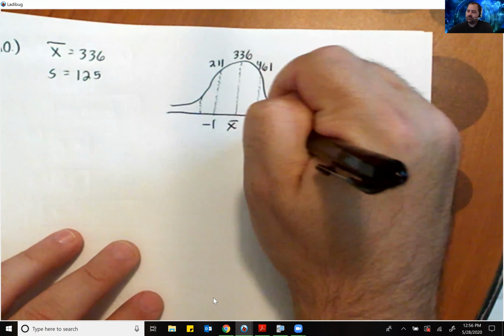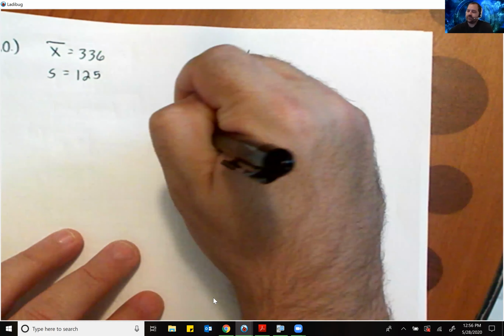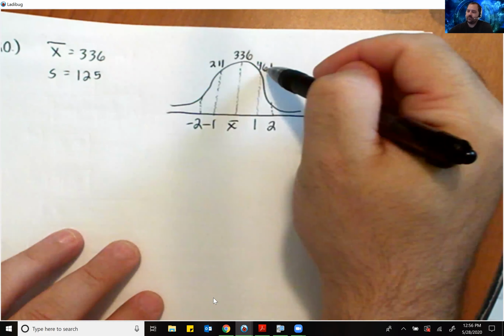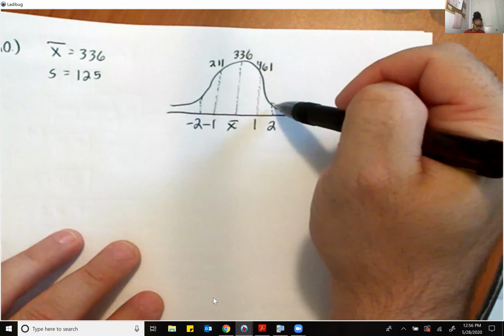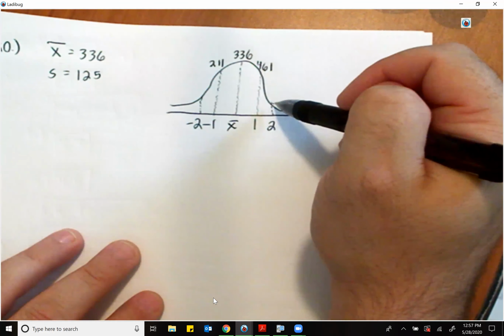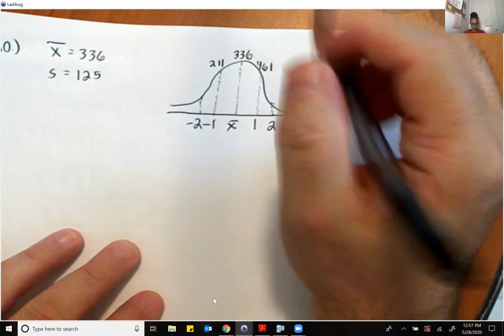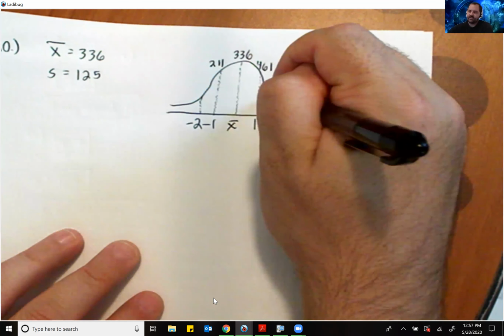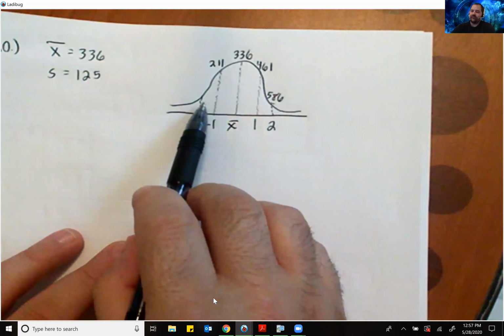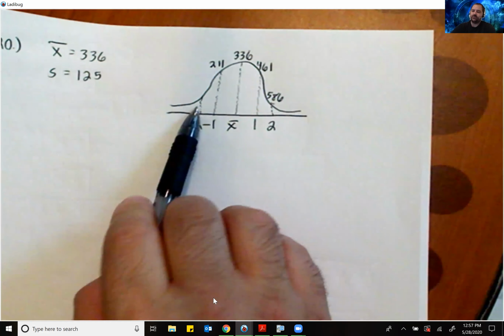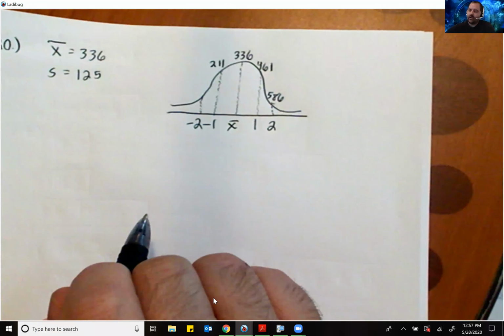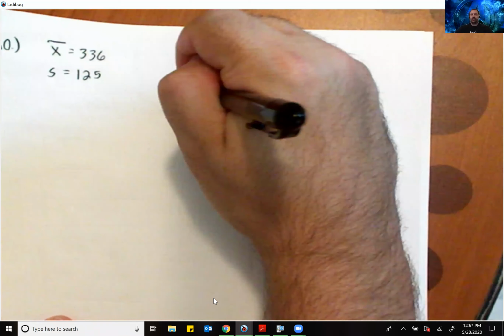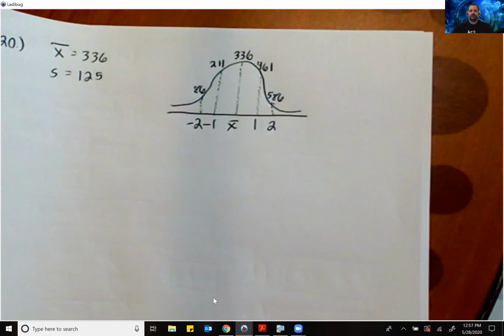If we go two standard deviations, how am I going to get from 461 to here? Add 125. What do we get? 586. And how do I get from 211 to the two standard deviations? 211 minus 125, 86. All right. And I think that's enough information. I don't think we have to go beyond that. So let's start answering some questions.